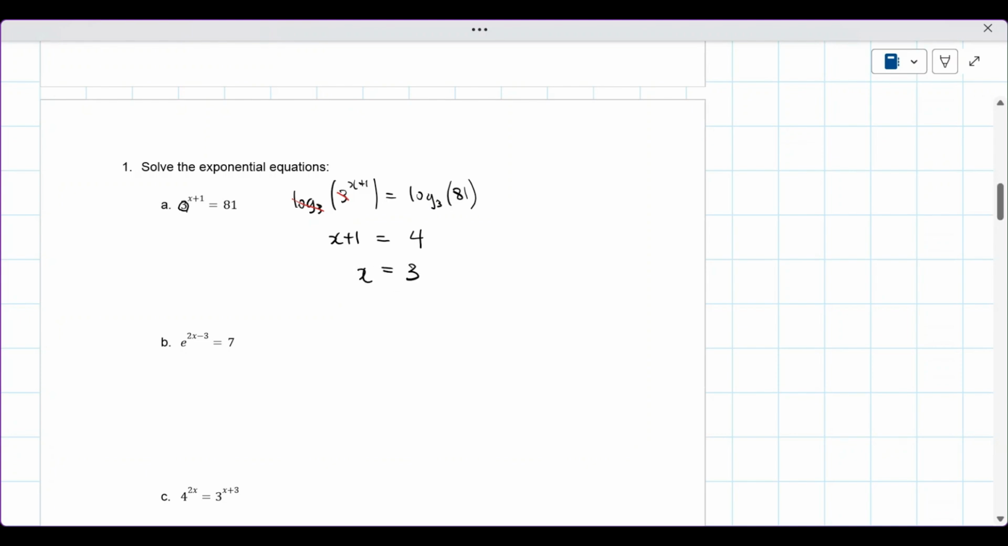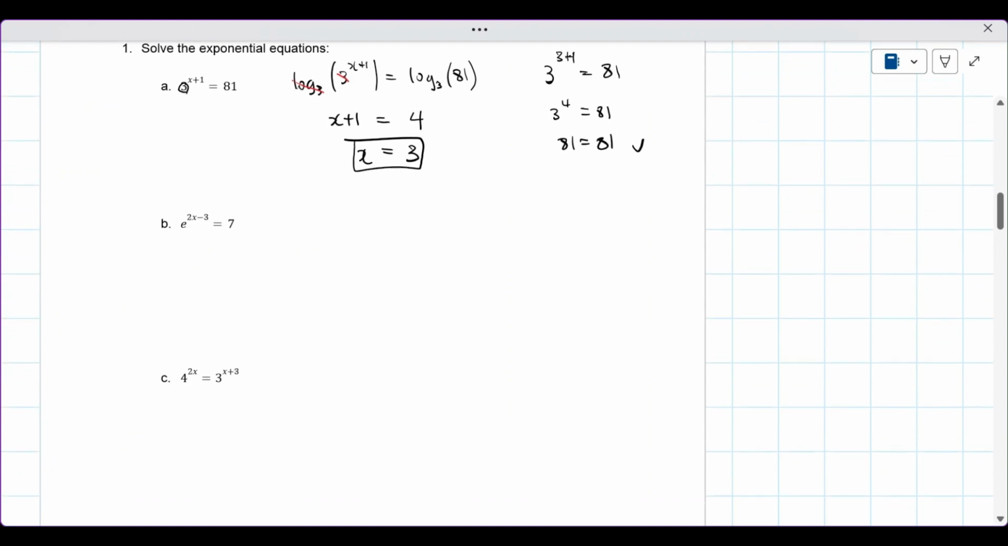it's equal to 3. After you solve the exponential equations or any logarithmic equations, it is a good idea to check your answer afterwards. So let's check your answer. 3 to the power of 3 plus 1 is equal to 81. 3 to the power 4 is equal to 81. So 81 is equal to 81. So yes, it is the right answer. Let's continue on the same way.